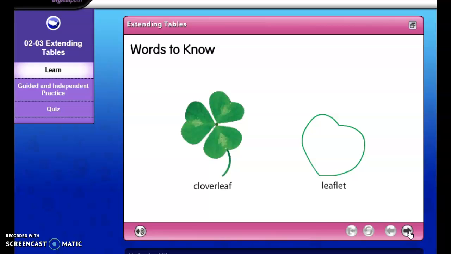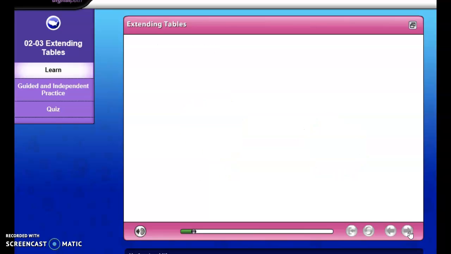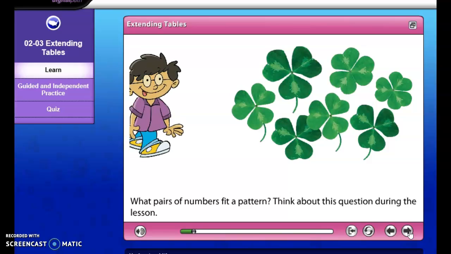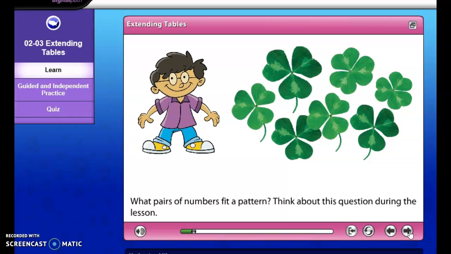Words to know: clover, leaflet. What pairs of numbers fit a pattern? Think about this question during the lesson.